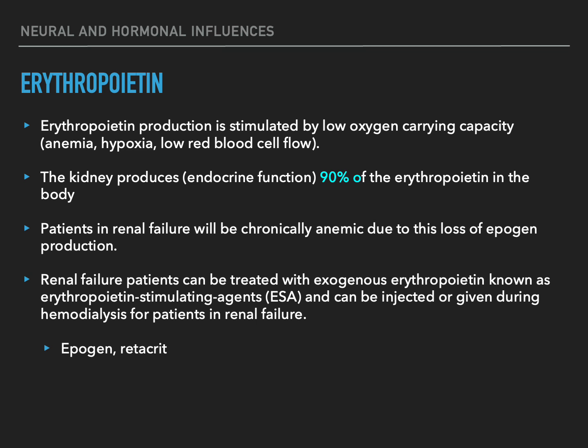Patients in renal failure will be chronically anemic due to this loss of epogen production. Fortunately, there is an exogenous erythropoietin known as erythropoietin stimulating agent, ESA, and this can be injected or given during hemodialysis for patients in renal failure, and this is known by Epogen or Retacrit.